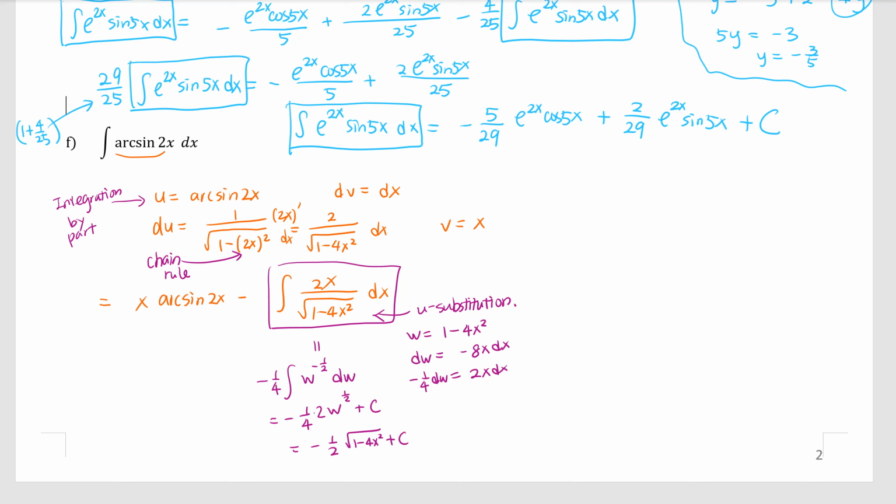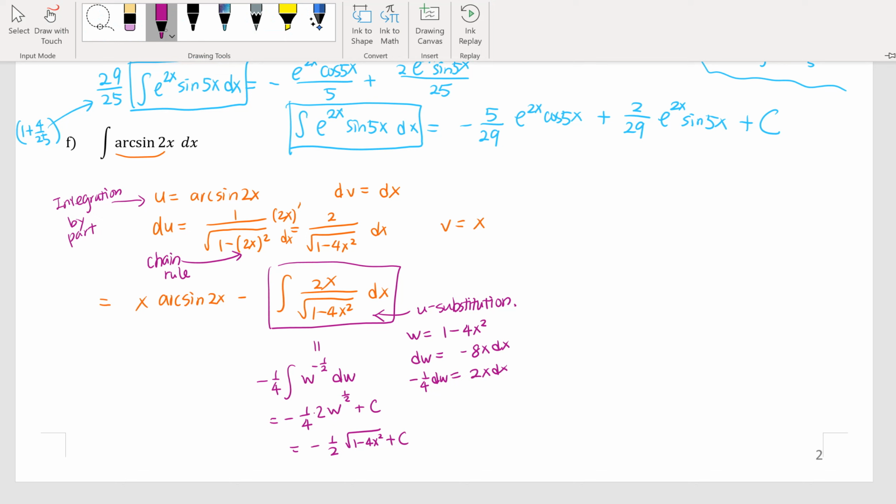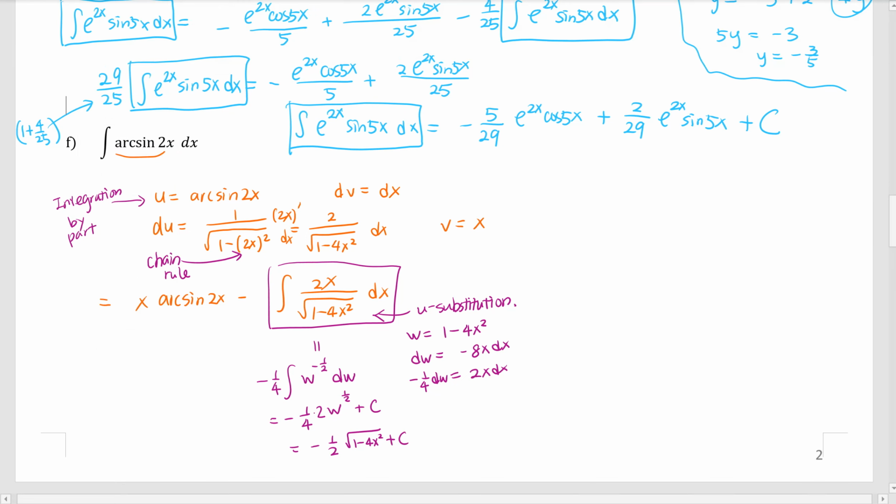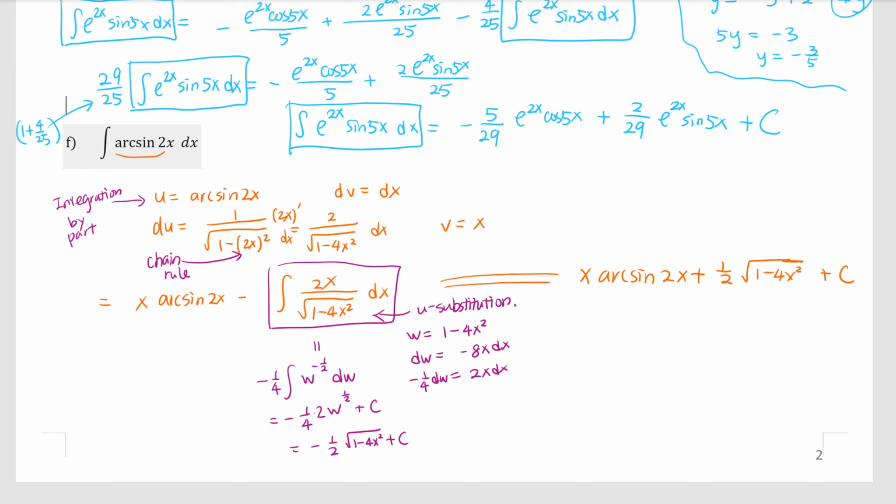Alright, now, what is the whole thing? Well, the whole thing is x times inverse sine of 2x, minus, which becomes plus, 1/2 square root of 1 minus 4x squared, plus c. So far, so good, everybody? So this is our answer for part F.